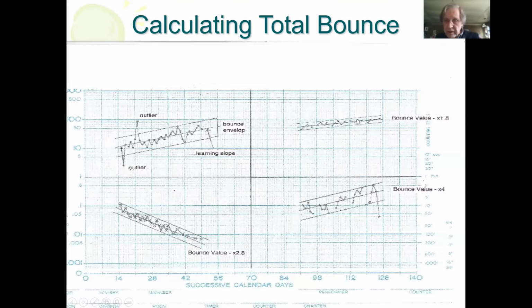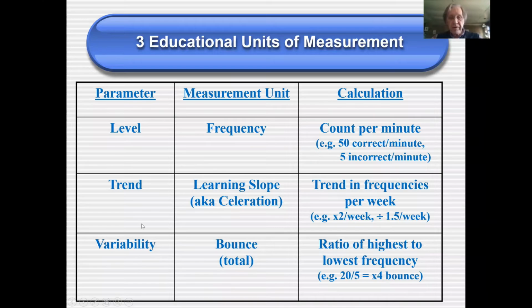and it's a fairly small bounce. And here's an accelerating picture with larger bounce, and here's an outlier here. And then here's a decelerating picture with bounce that's in between. So here's a summary of the parameters of level, trend, and variability, and the measures that measure each of those and how we calculate them.